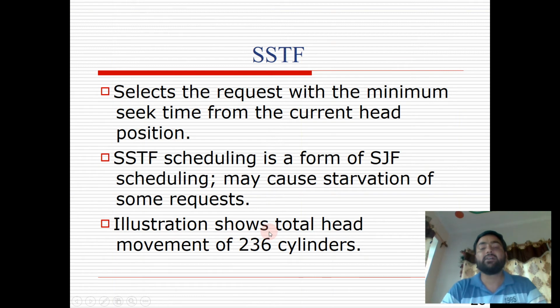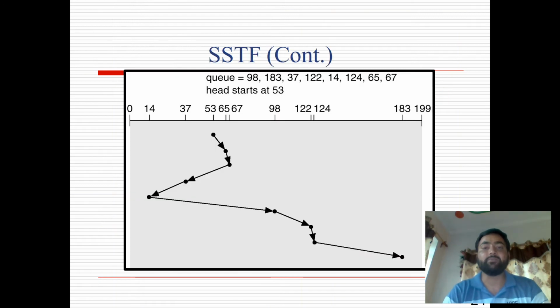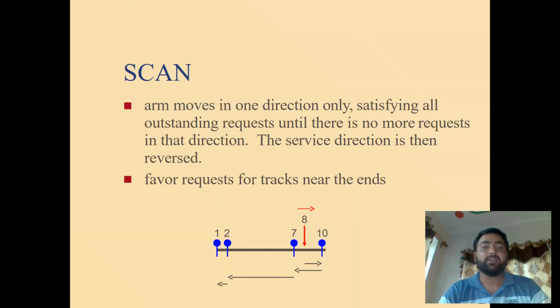Earlier in FCFS it was 640 cylinders of head movement, but in SSTF it is reduced to only 236 cylinders. So as we have discussed, as the head movement is less, the performance is better. So SSTF is much better than the FCFS algorithm. Next comes the SCAN algorithm.